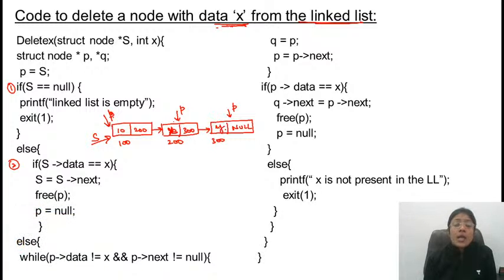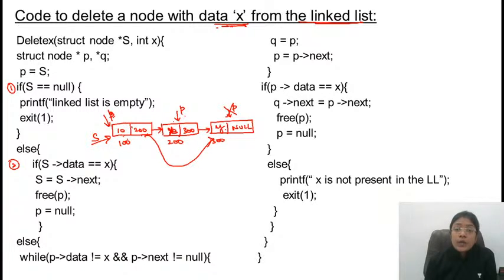This is y. So p of data is not equal to x, and p of next is not equal to null, so it will be incremented. If you got the node pointed to by p with data x, I want to delete this node. First of all, we need to adjust this pointer.